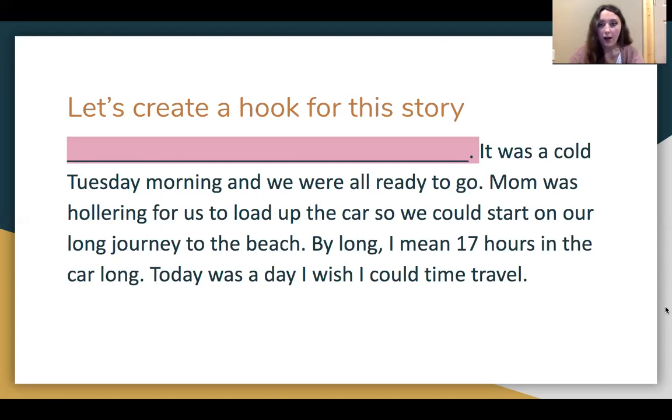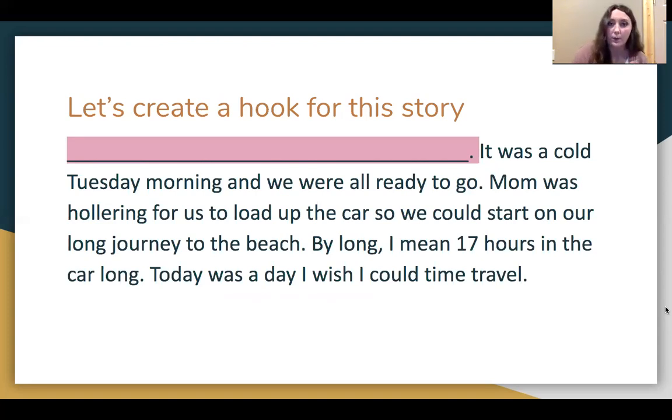So it has a long blank at the beginning, and then it says, "It was a cold Tuesday morning and we were all ready to go. Mom was hollering for us to load up the car so we could all start our long journey to the beach. By long, I mean 17 hours in the car long. Today was the day I wish I could time travel."